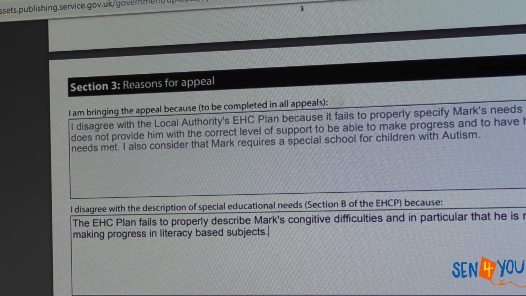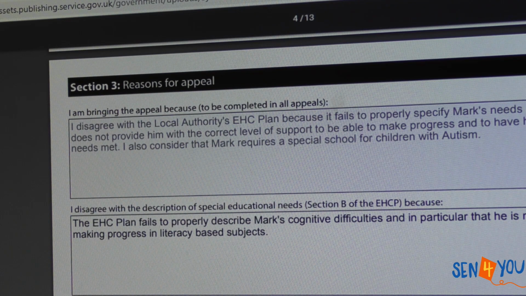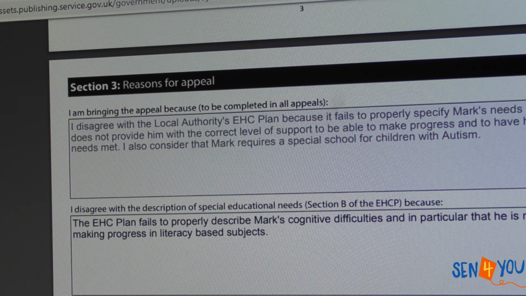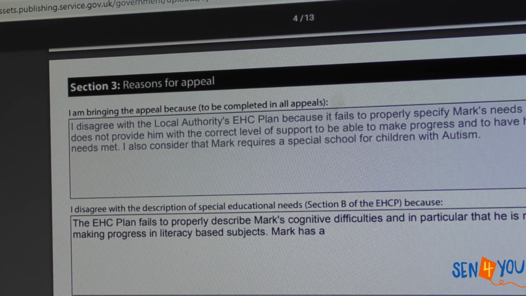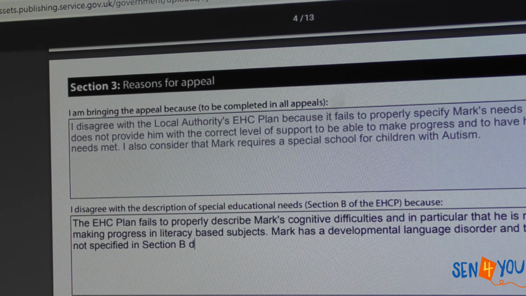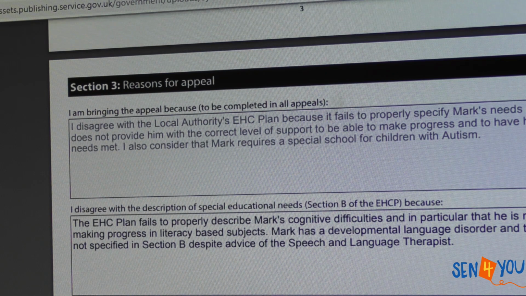So what this is saying is that Mark's got good cognitive ability, but he's not making progress, and that needs to be set out in section B under the cognition and learning section. We might also want to say Mark has a developmental language disorder, and this is not specified in section B, despite advice of the speech and language therapist. So you get the gist of what you need to do here.